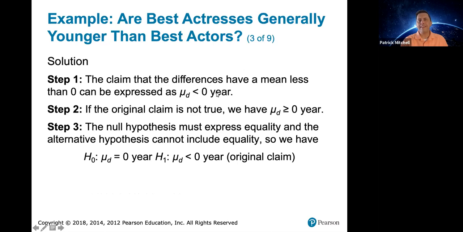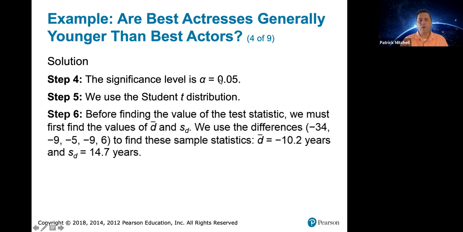We take the one of those that does not contain equality, and that becomes the alternative hypothesis right here. And then the null hypothesis always gets an equal sign. So the null hypothesis will be that mu sub d equals 0. The significance level was given to be 0.05. The test statistic is going to be from the student's t-distribution. And now, before finding the value of the test statistic, we have to calculate d bar and s sub d. So using the differences that were given, and if I wasn't given these differences, I could easily calculate them, right? We find that d bar is negative 10.2 and s sub d is 14.7.